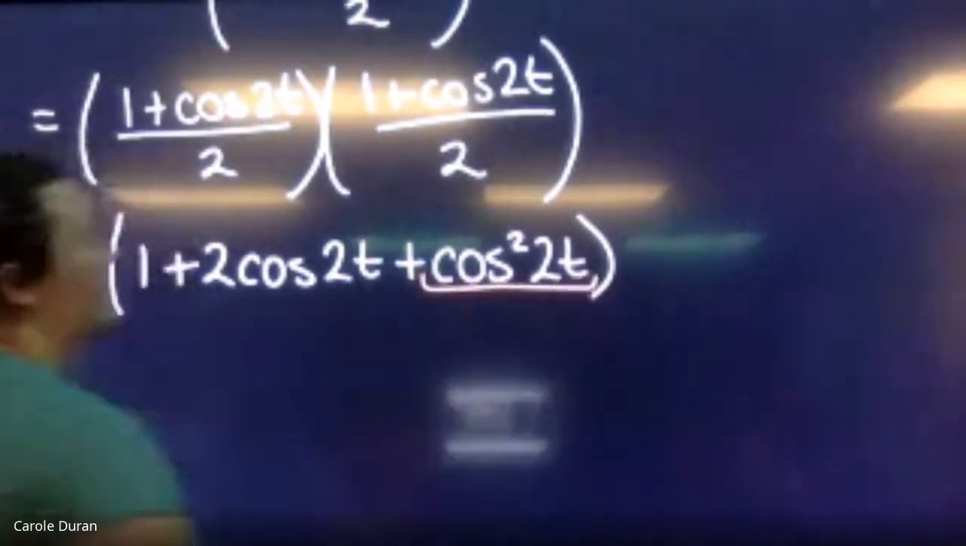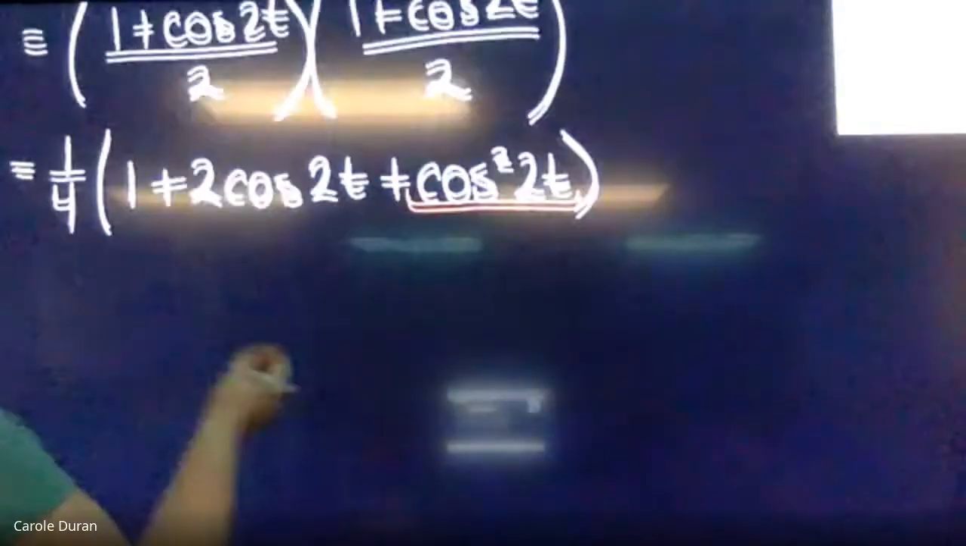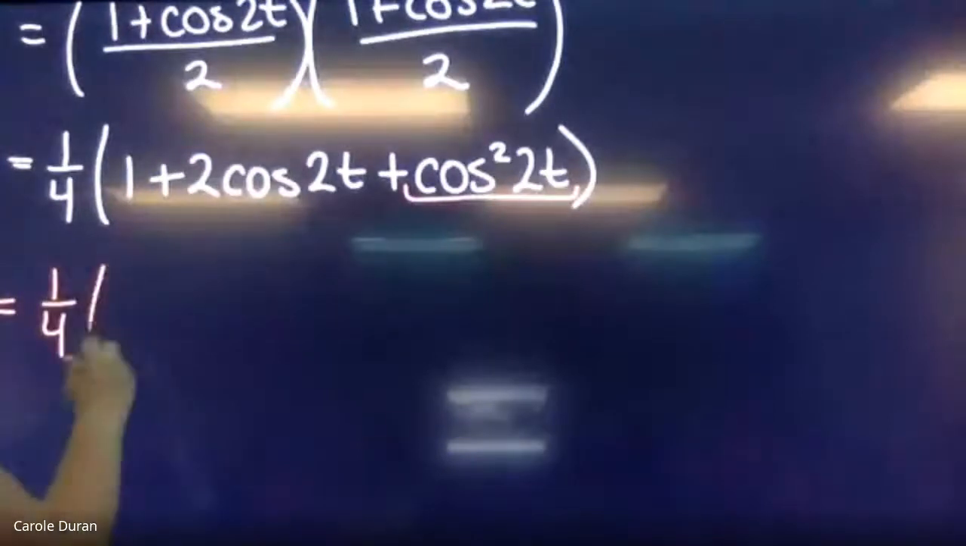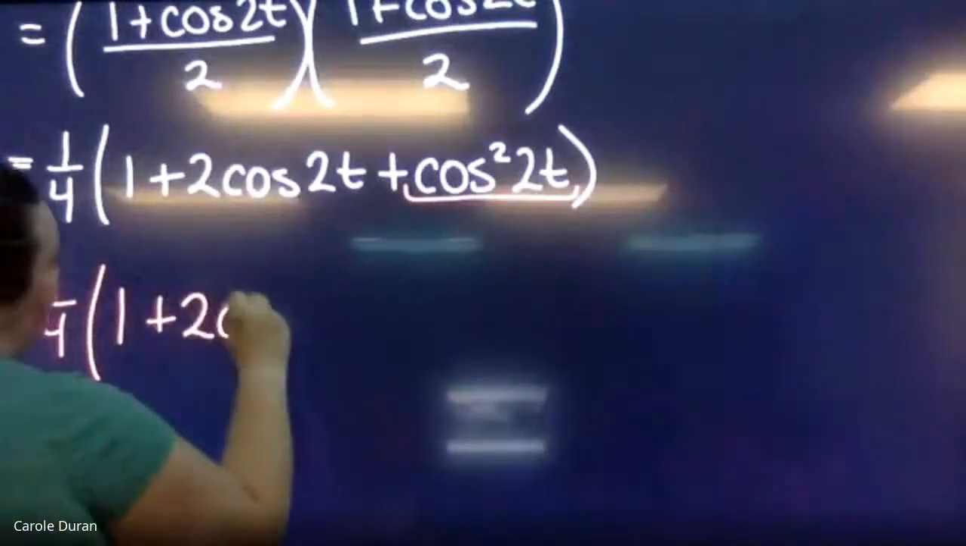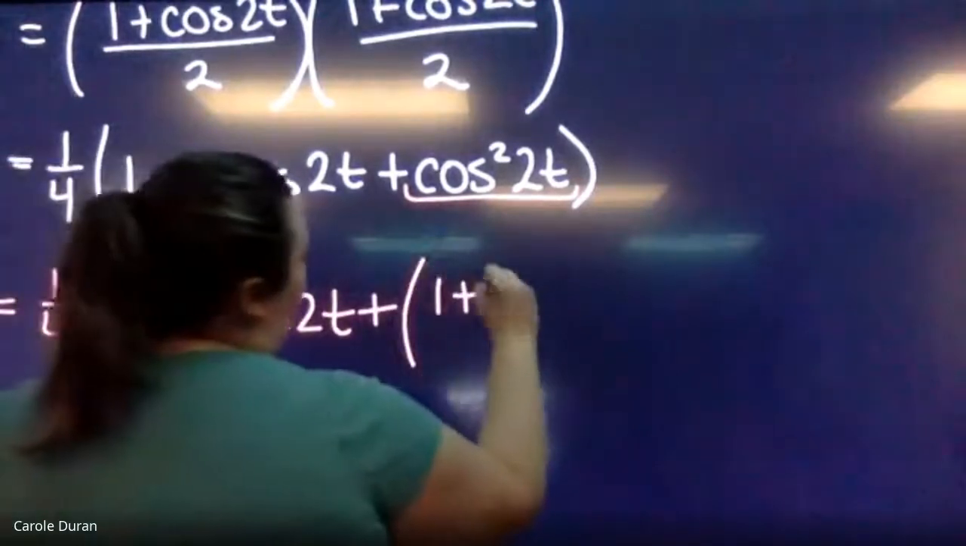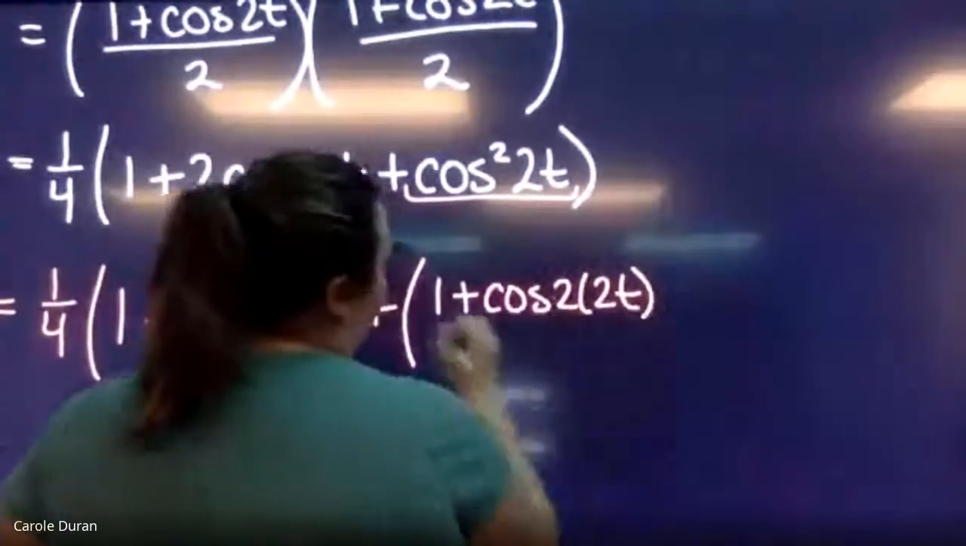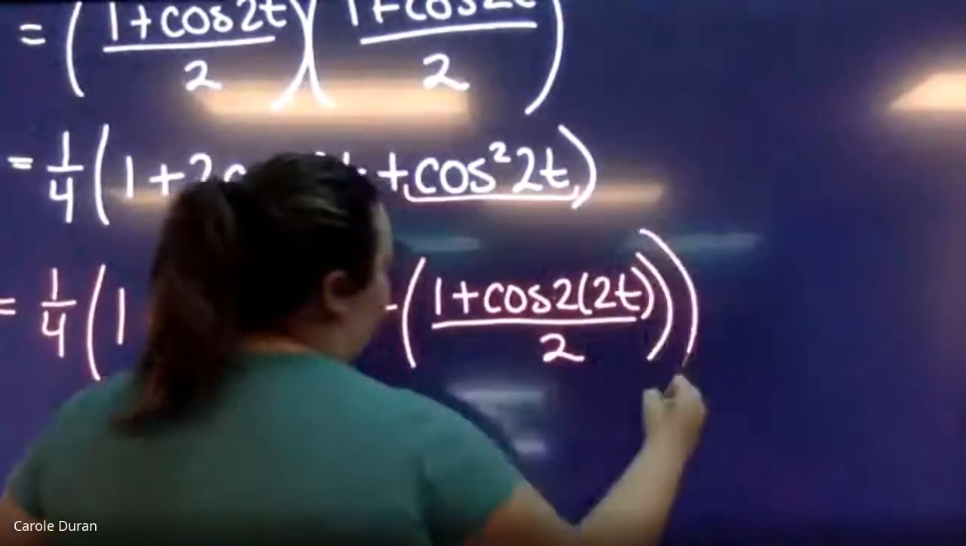But it's cosine squared, so I have an identity that I can use to change that into something that just has a singular cosine function in it, right? What's cosine squared equal to? 1 plus cosine 2t over 2. So I'm going to go ahead and do that. This then stays 1/4 times 1 plus cosine 2t plus parentheses 1 plus cosine 2 of 2t over 2.